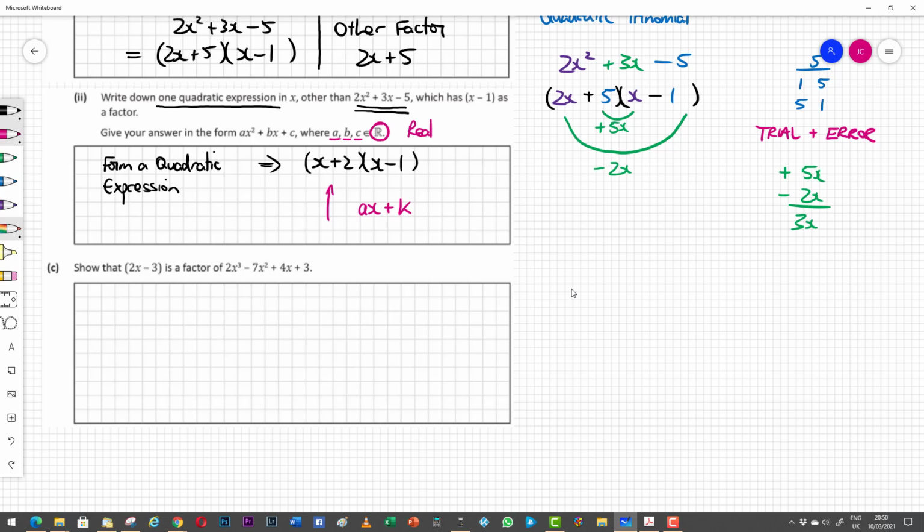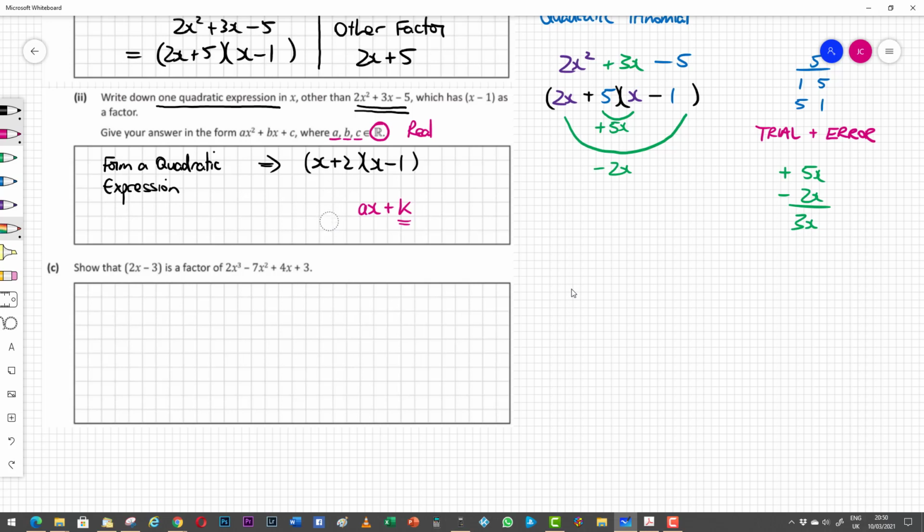I could have fractions if I wanted. I could have 2 over 3x. I've just picked as simple as I could. I just picked 1x plus k, where k is just some other real number. And even 0 is a real number. You could actually leave out a number from that first bracket and just have x or 2x or 3x. So the best way to show you this is actually to give you a few examples.